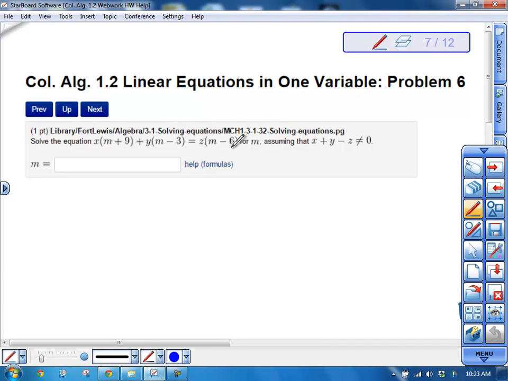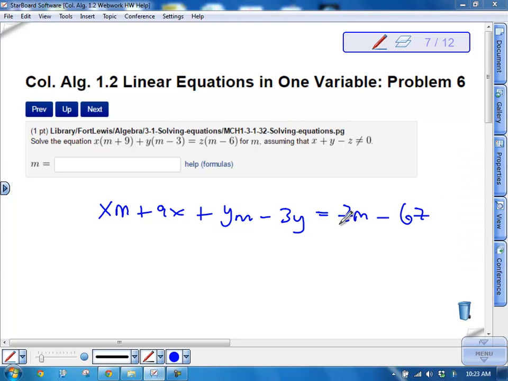All right, next problem wants us to solve this one for m. So, all right, well, I can't add these terms together in any way at this point, so I'm going to distribute and try to simplify. So I get xm plus 9x plus ym minus 3y equals zm minus 6z. All right, now I want to get the m's together. So I'm going to move everything that has an m in it to the left side. So let's just subtract zm, and I move everything else to the right. So I'll subtract 9x from both sides.